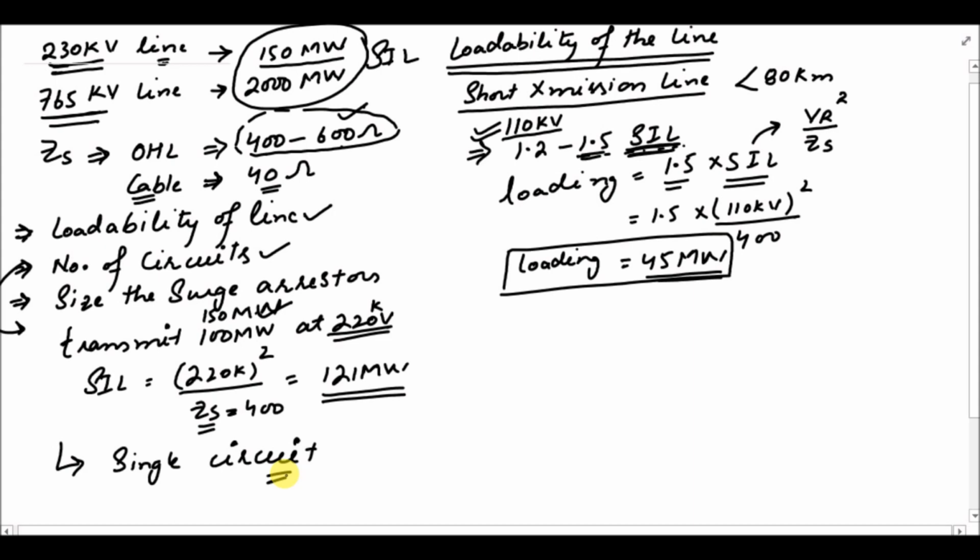And similarly for the sizing of the surge arrestor, you will use the surge impedance loading value. So these are a few aspects that are covered in the design of a transmission line while using the surge impedance loading calculations. That's all for this lecture.